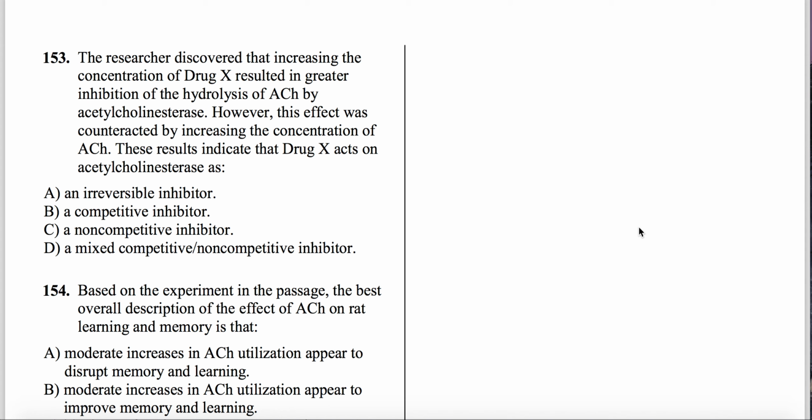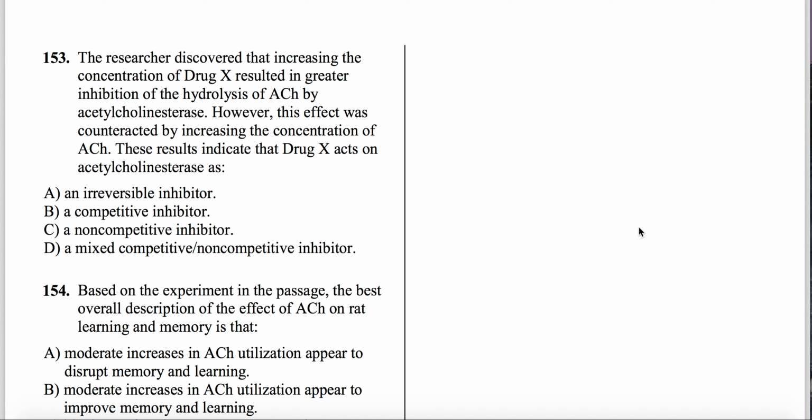The researcher discovered that increasing the concentration of drug X resulted in greater inhibition of the hydrolysis of acetylcholine by acetylcholinesterase. Okay, so that should be happening. However, this effect was counteracted by increasing the concentration of acetylcholine. These results indicate that drug X acts on acetylcholinesterase as what?